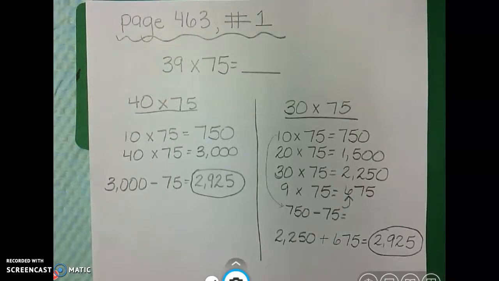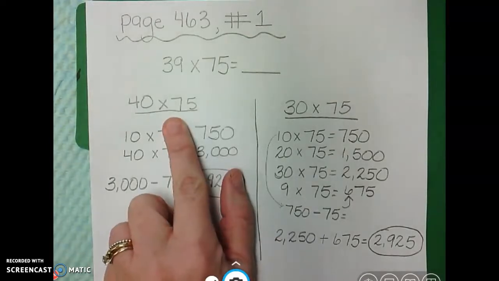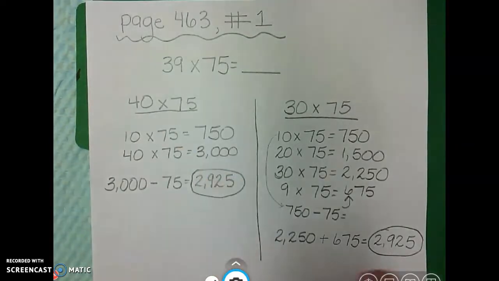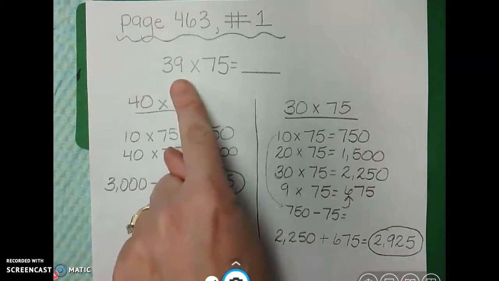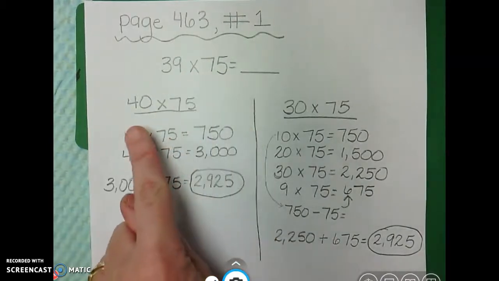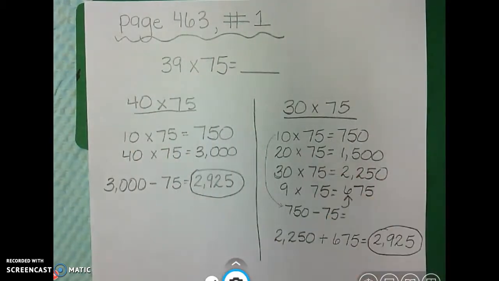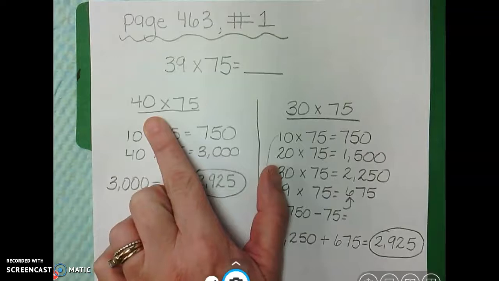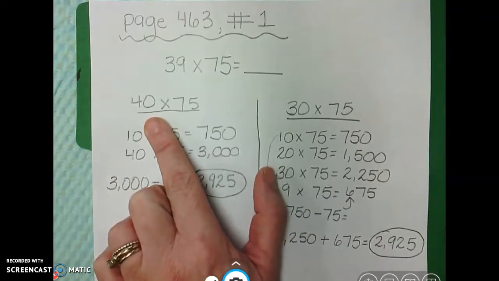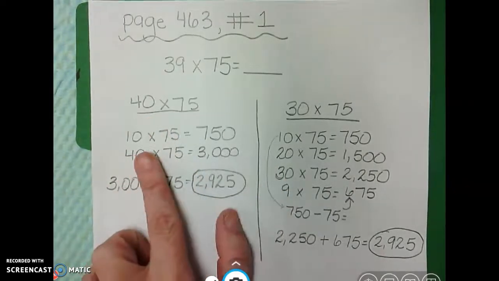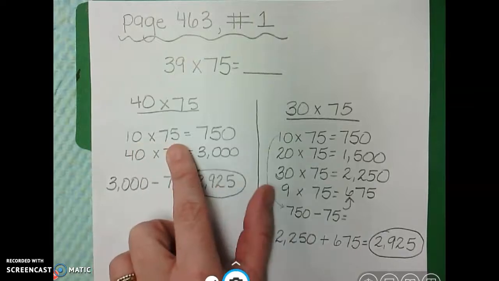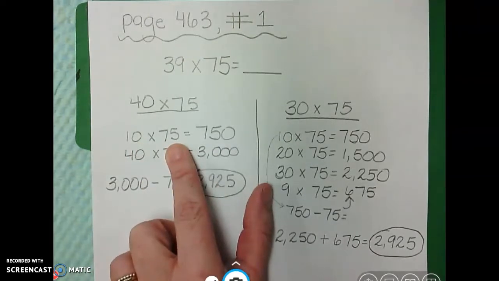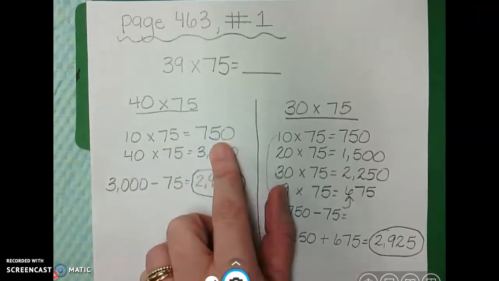So what if I decided to start this problem by multiplying 40 times 75? And you say, wait, that's not the problem. The problem is 39 times 75, not 40. Well, let's see if I can still get the right answer. Instead of automatically asking what is 40 times 75, I'm going to start with a friendly number of 10. What is 10 times 75? I know 10 times 75 is 750.